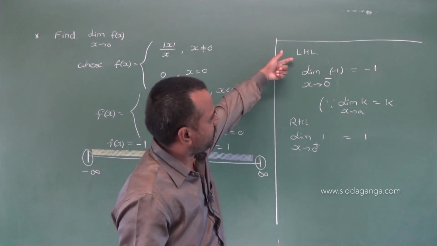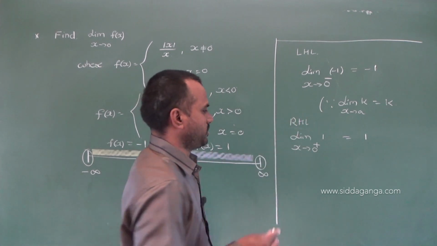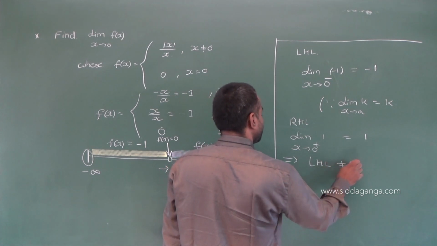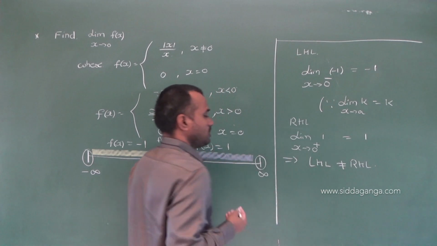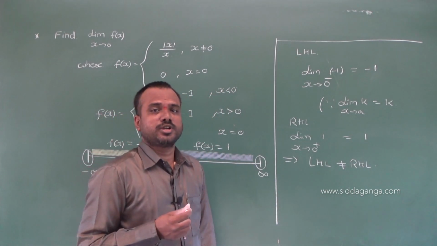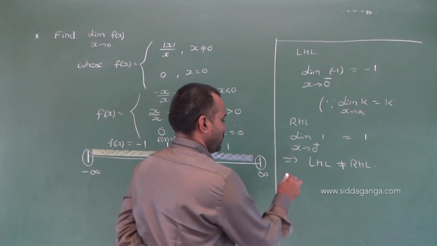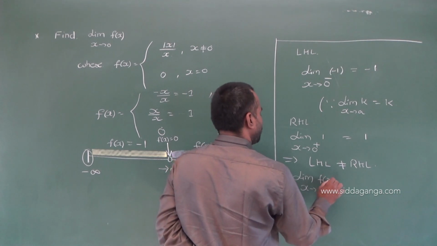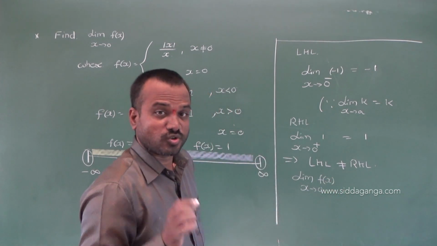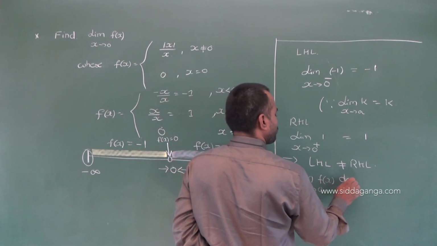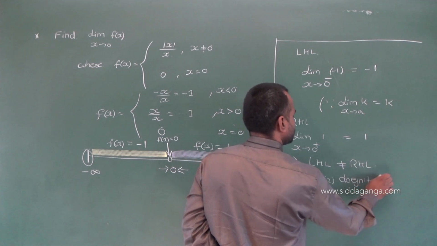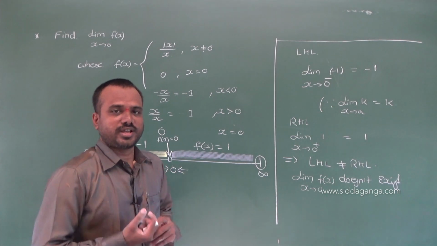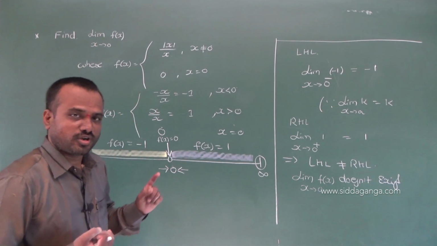Observe the values, left hand limit and right hand limit. Observe carefully. What is the conclusion? That implies left hand limit is not equal to right hand limit. Conclusion: limit x tends to 0 of f of x, does it exist? No, it does not exist. Limit x tends to 0 of f of x does not exist.